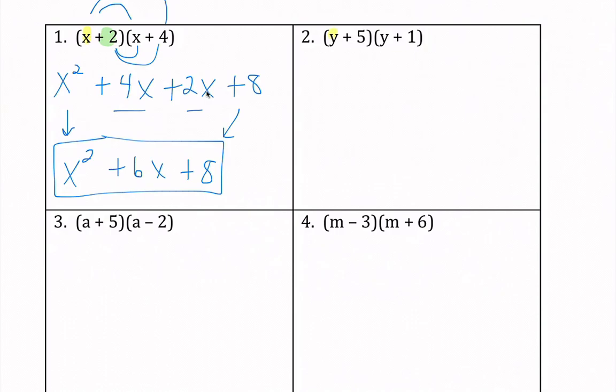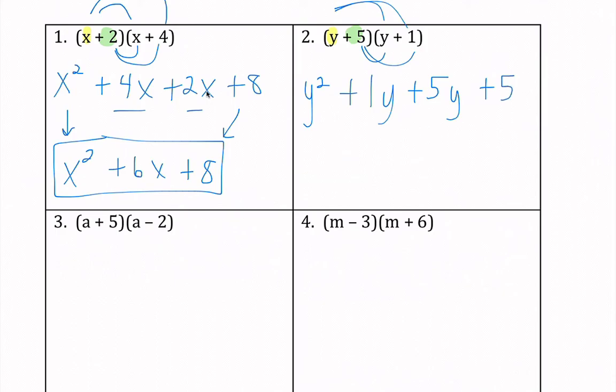Alright, so on this next one I need to multiply by y. So y times y is y squared. Y times 1 is a positive 1y. So now that I'm done multiplying by that y, I'm going to multiply by this positive 5. So 5 times y is a positive 5y. And 5 times 1 is a positive 5.